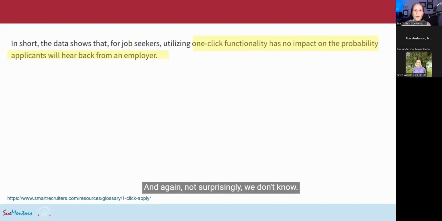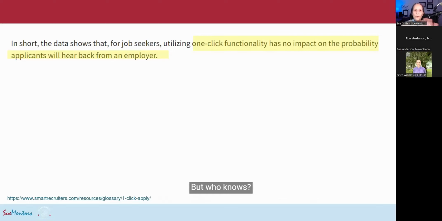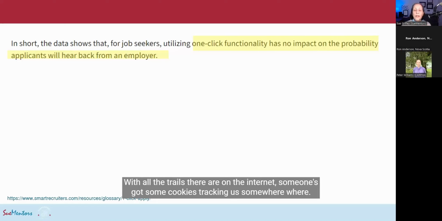And again, not surprising. We don't know. What I couldn't determine is whether employers who get your resume know you went through one click. I don't think they do, because they would get a cover letter and a generic resume, and how would they tell? But who knows, with all the trails there are on the internet, someone's got some cookies tracking us somewhere.